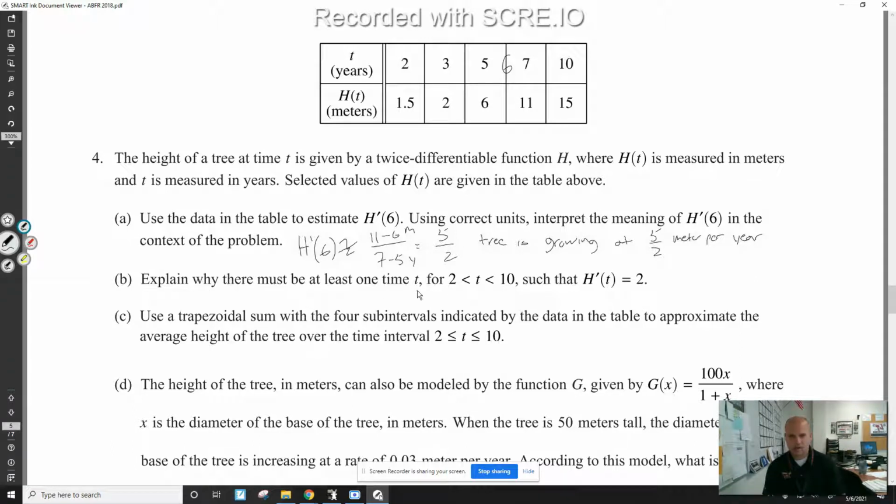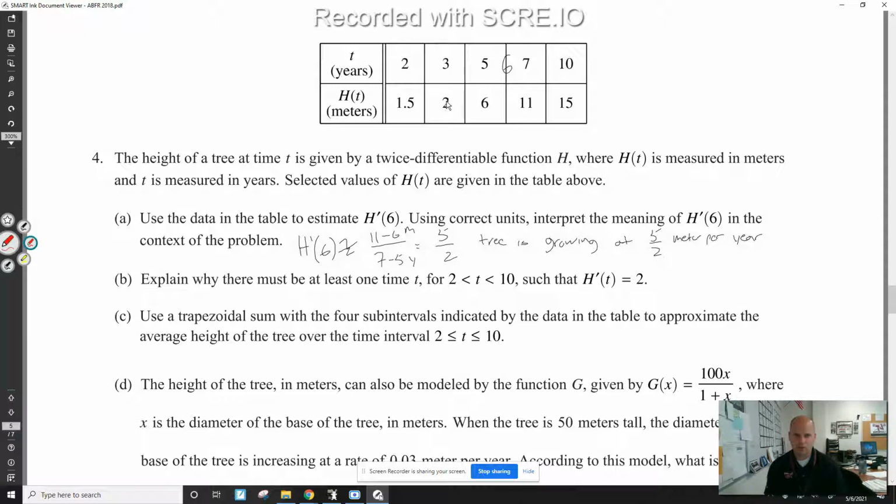Explain why there must be at least one time t from 2 to 10 such that h prime of t is 2. Look at another mean value theorem problem. Some constant questions that are asked from tables are approximating slopes and mean value theorem. So from 2 to 10, we're looking for a slope that's 2. But if I look at the slope between 2 and 10, I'm not going to get 2. So it's like, wait, that's not the mean value theorem.